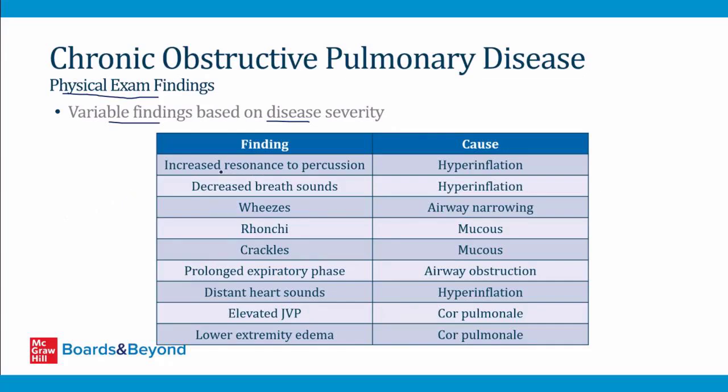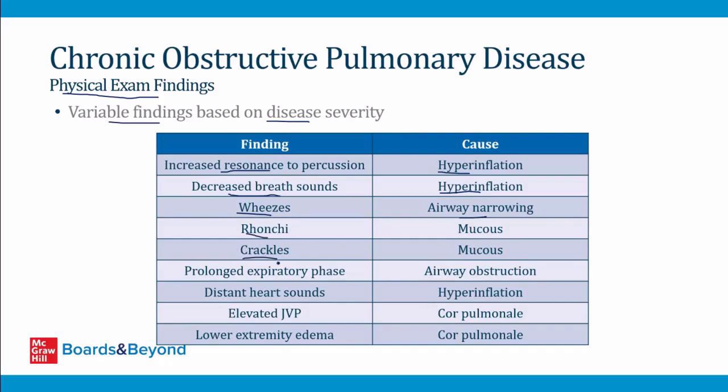So first of all, increased resonance to percussion. This is caused by hyperinflation. I talk about this in the video on pulmonary lung exam. You can also see decreased breath sounds, and that's also because of hyperinflation and less air moving in and out of the lungs. You can get wheezes from airway narrowing. The mucus in the lungs can cause rhonchi and crackles.